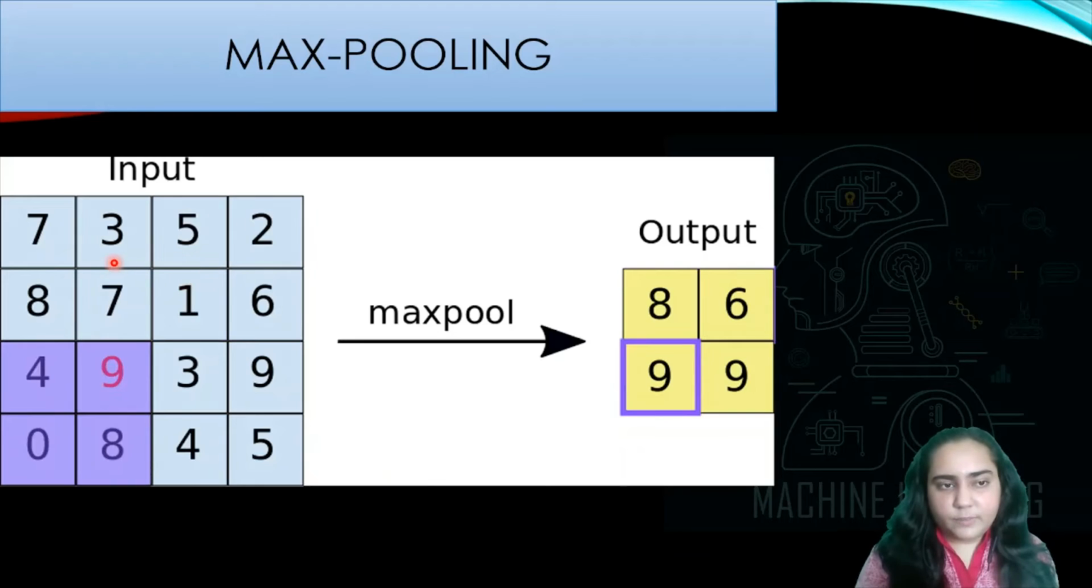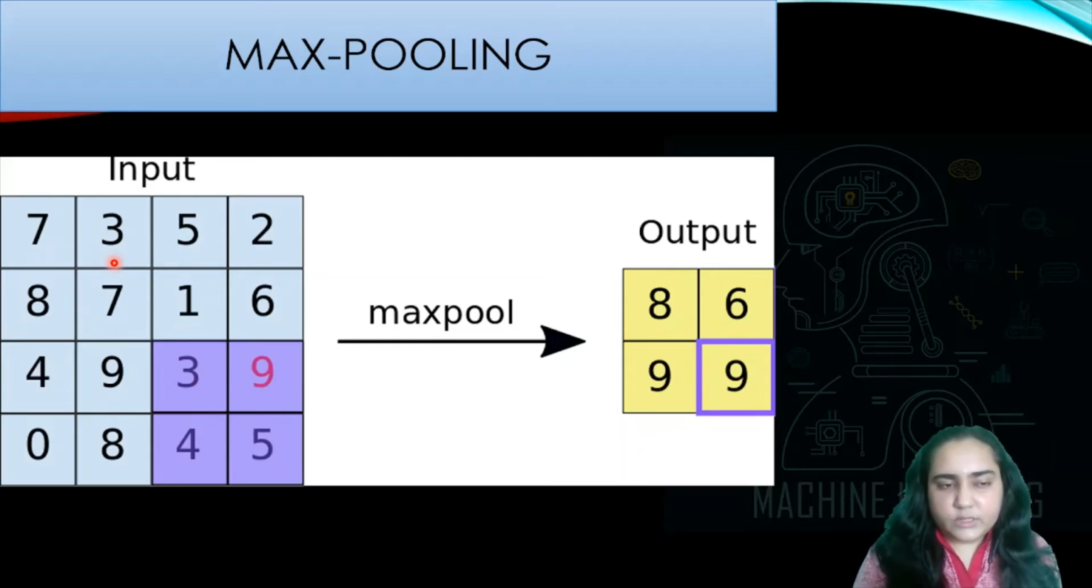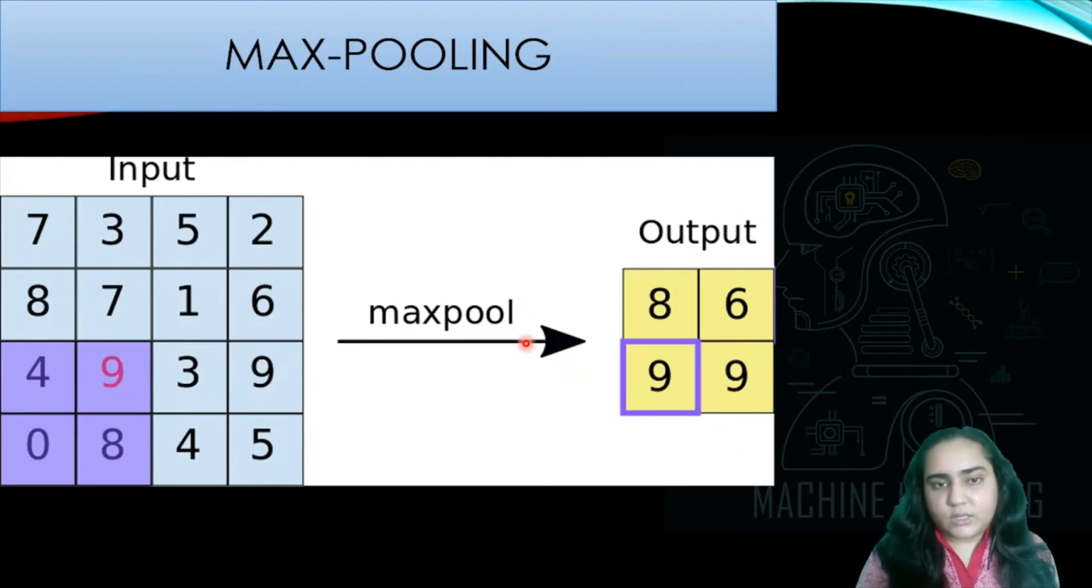So as you can see, this is a very easy way to see the portions being highlighted. So you have 7, 3, 8, 7. The maximum of these is 8. So 8 is the one that is pulled out. And here you have 5, 1, 5, 2, 1, 6. 6 is the maximum, so that's taken. Out of these four, 9 is maximum, so that is taken. And out of these four, 9 is maximum, so that is taken. So this is the output of the max pooling function.